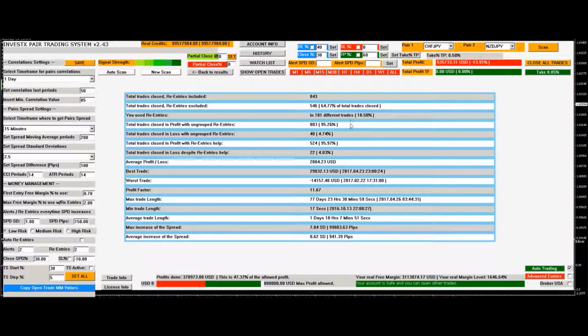Our stats are basically all the back history of the trades. There are 843 trades that got placed in the past 10 months, with a 95.97% win rate, which is a very, very high win rate to have. Our profit factor is 11, so for every dollar you put out, you win $11.67 back. Our longest trade was 77 days, and our shortest trade was 17 seconds. Our average trade length is 1 day, 10 hours, and 7 minutes.